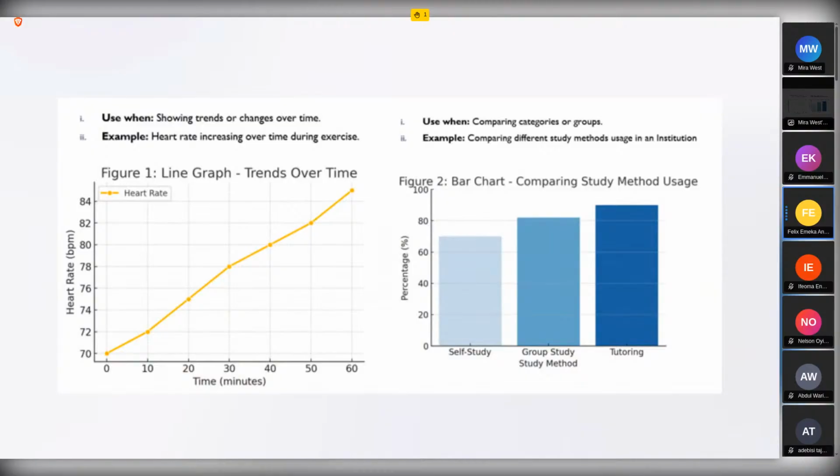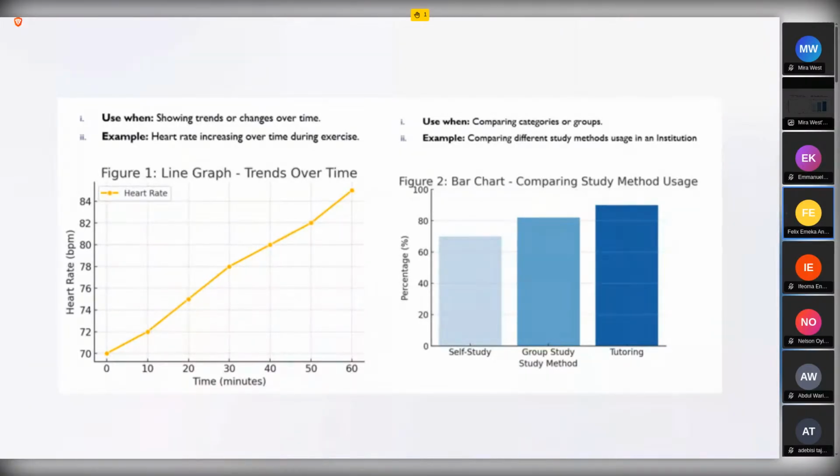So I just added this just for us to maybe have some reasoning. So if you want to show trends or you want to show changes over time, a line graph is better for doing that. If you want to show how something increases over time, a line graph is better. So in this chart, you're looking at the heart rates, how the heart rate increases over time. So you can use a line graph to actually show that.